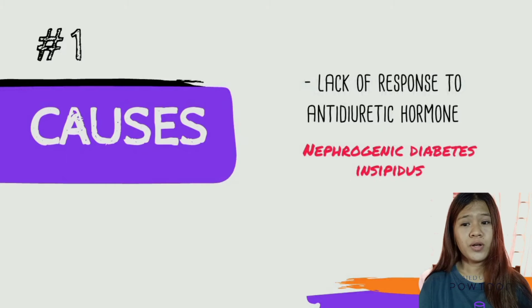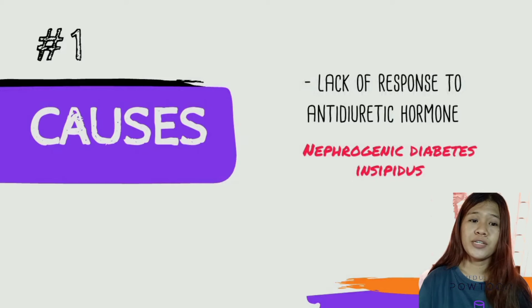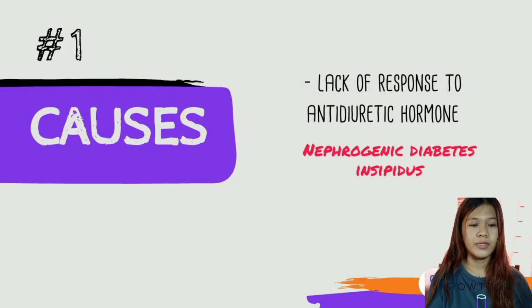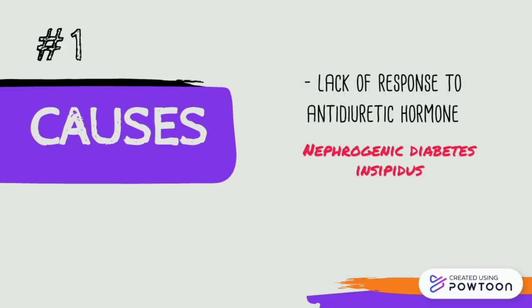It can be also caused by drugs, particularly lithium, intrinsic kidney diseases, and electrolyte disturbances. The hyposecretion of antidiuretic hormone and the lack of response to it prevents the kidneys from being able to concentrate the urine, leading to polyuria or the excessive amounts of urine and polydipsia or excessive thirst.